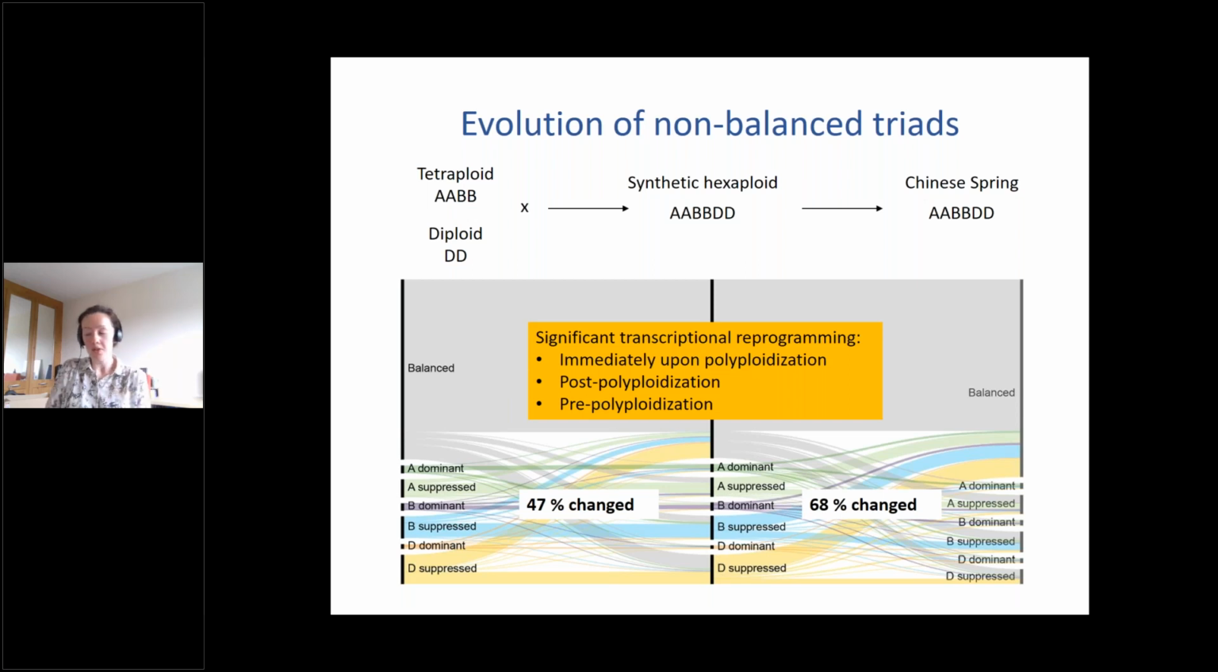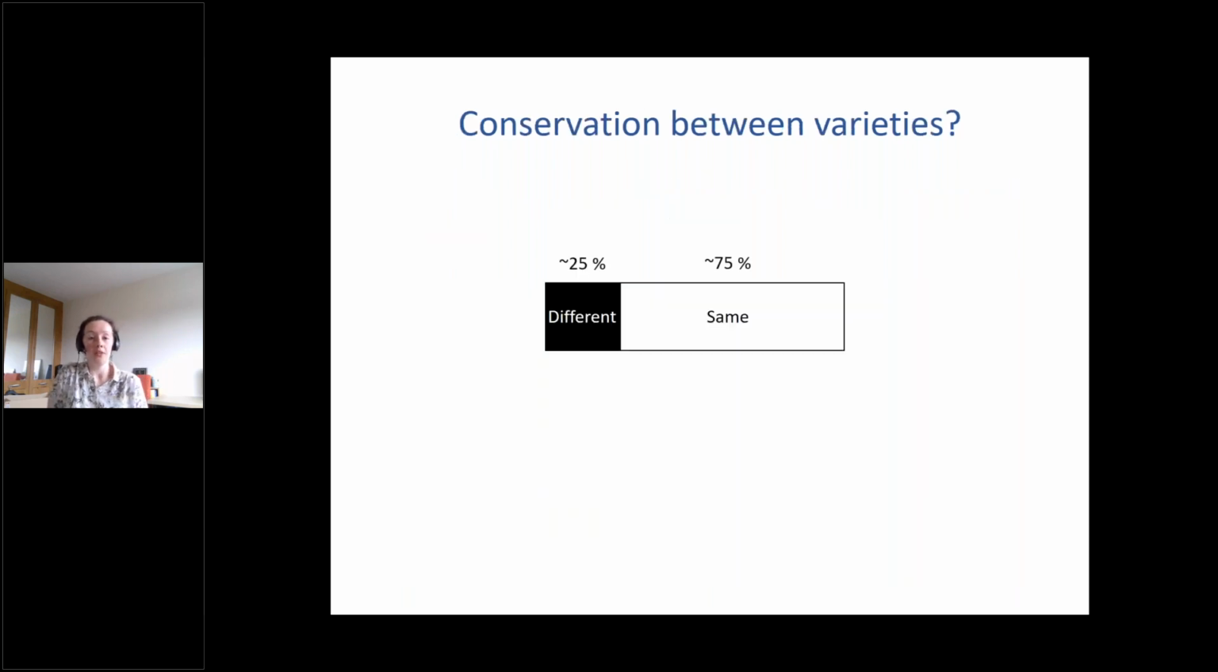And these differences during evolution made us wonder, well, if this changed so much during 10,000 years, did it change the same way in all varieties, or are there actually differences in the expression levels between homologs in different varieties? We compared two different varieties, Chinese Spring and Azanaya, and we found that in 75% of triads, they had the same expression pattern in both varieties, whereas in 25% of triads, they had a different expression pattern in the two varieties, which might suggest there's some functional importance to differences in homolog expression patterns.